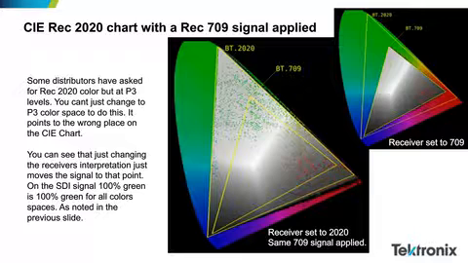So from an SDI perspective, it doesn't know what color space, so it can't tell you what color space you're in by filling one triangle or filling the other triangle, since the data values are exactly the same for 709, P3, or 2020.